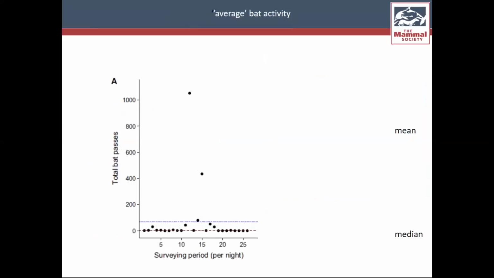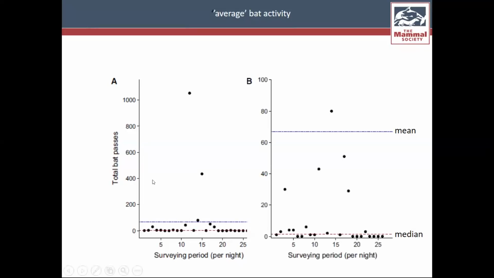So what most people would do, hopefully you can see my cursor on the screen, is report the mean activity. This is some data from my own work on a wind farm. If we tried to calculate mean activity for these bats, the result would be this blue line here, and the median would be this red one at the bottom. Now the issue with that is we've got a couple of really outlying data points.